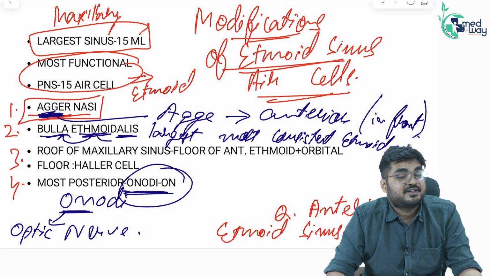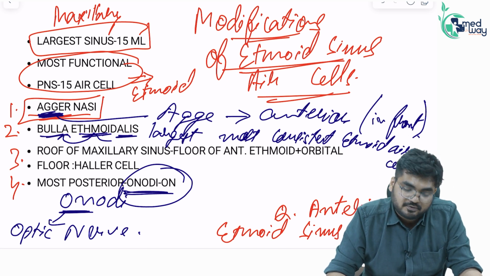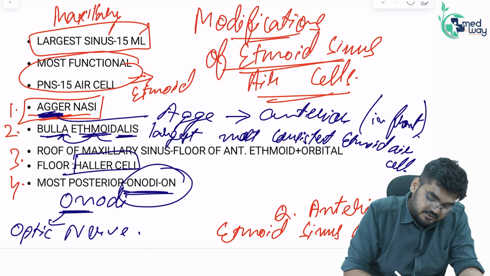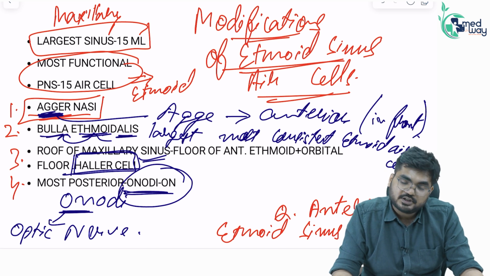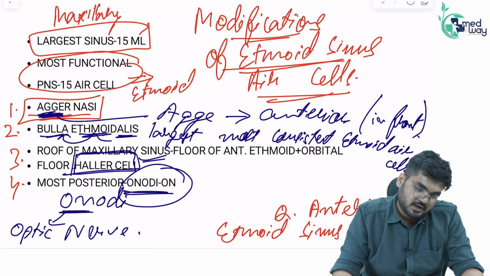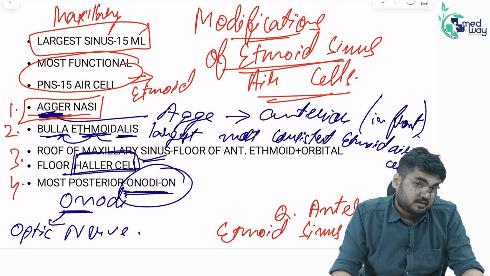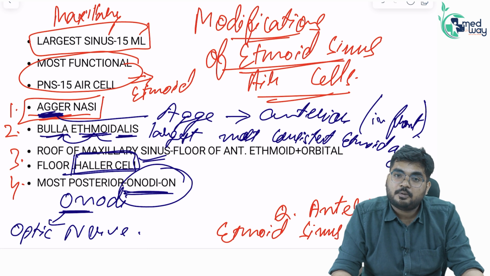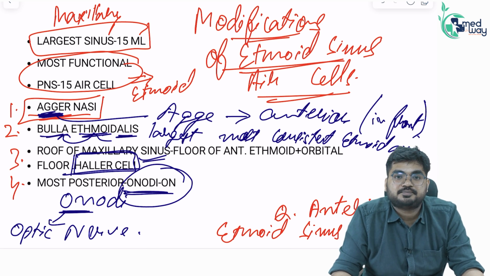And for the last cell, you don't have a mnemonic, you have to remember which ethmoidal air cell is present close to the orbital floor, and it is your Haller cell. So these are the four things that you have to remember. The anterior most ethmoidal air cell is Agger nasi. The largest is bulla ethmoidalis. The cell in close proximity to the optic nerve is Onodi cell, and the cell close to the orbital floor is Haller cell. I hope these points are clear.